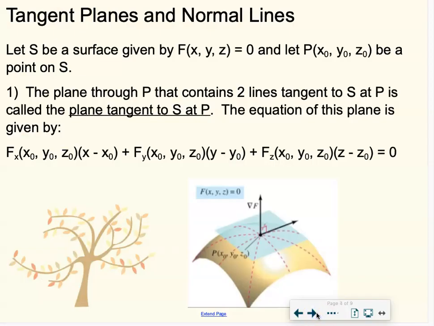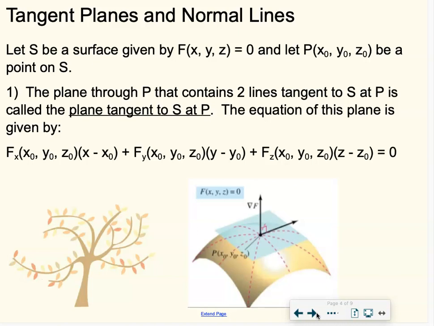Okay, so today we're going to learn how to write an equation of a plane tangent to a surface. I also mentioned normal lines, but I don't think we're going to do normal lines. They're not in your homework at all, and we need to start differentials today too. All right, so let S be some surface given by some surface function, f of x, y, z equals 0, and let P be some point on S.